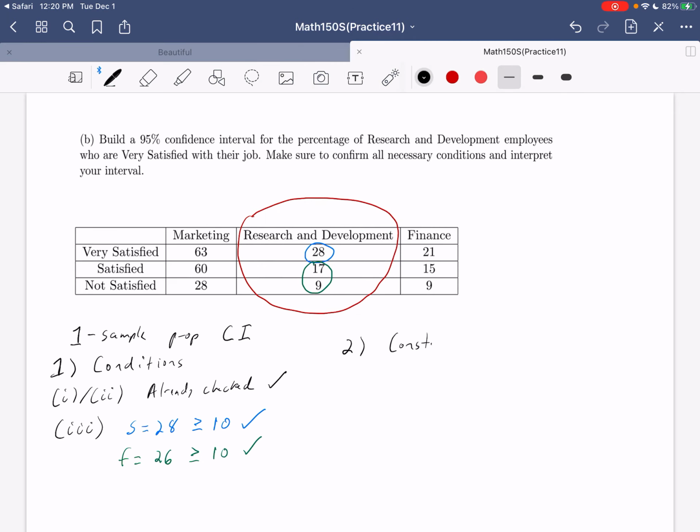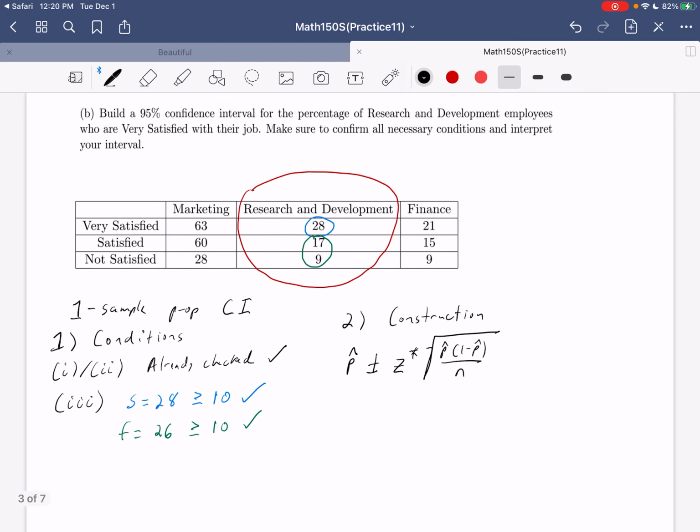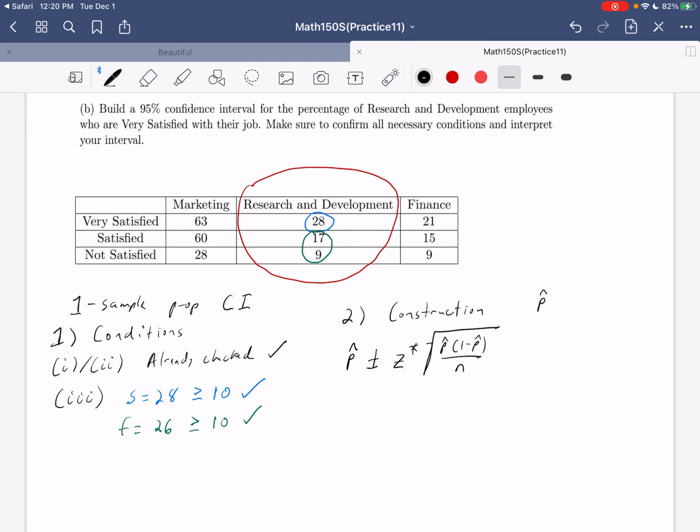So for the construction, this is where we're going to use our formula. Remember, our formula for a one sample proportion confidence interval is p hat, the sample proportion, which is our point estimate, plus or minus z star times the square root of p hat times 1 minus p hat over n. So to fill in this formula, we have a couple things that we need to know. We need to know what is p hat, we need to know what is n, and we need to know what is z star. So let's go ahead and fill in each of these.